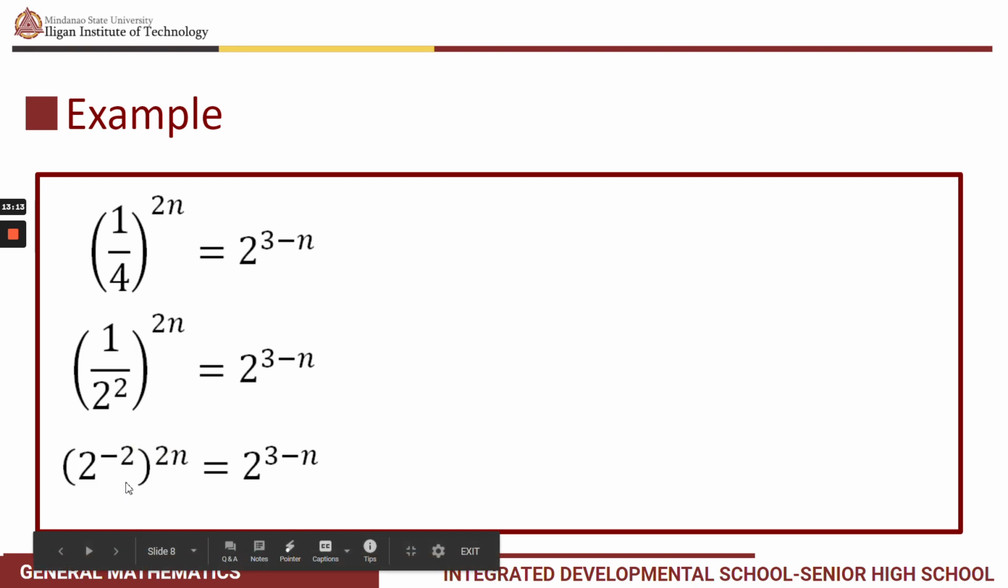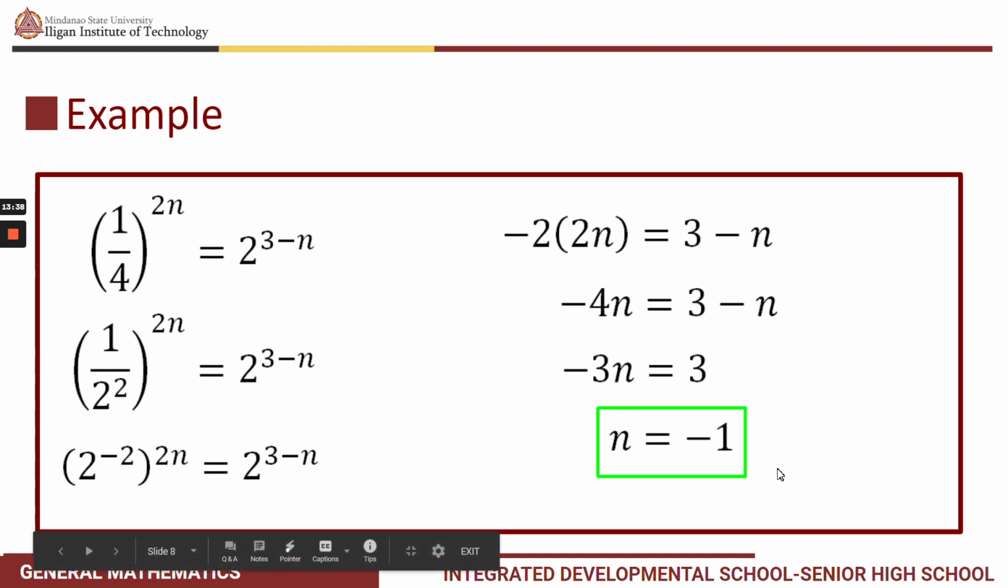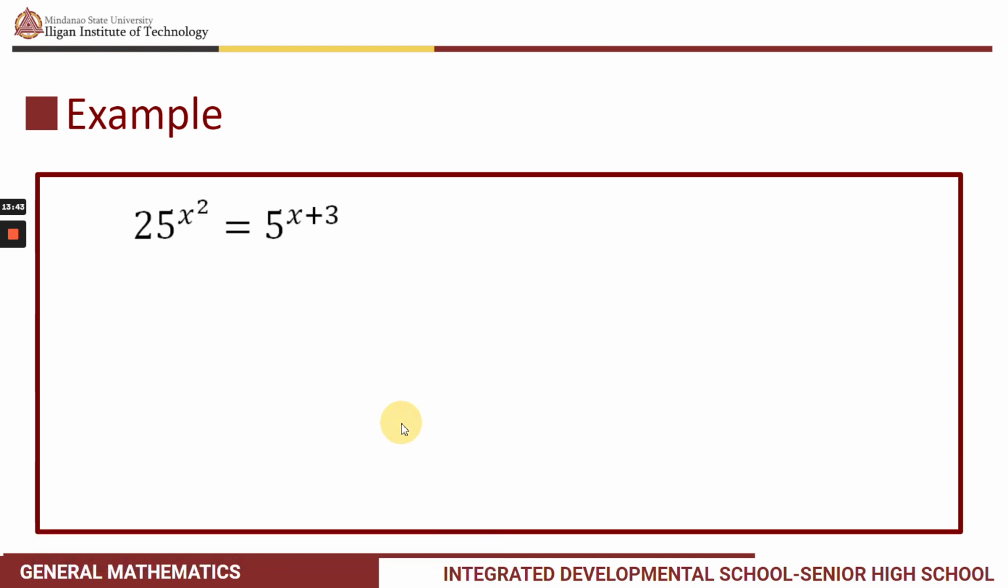And then, since ito, pwede natin ito i-multiply, diba? Para maging the same base na. So, ang product niyan is negative 2 times 2n and then equal to 3 minus n. So, in-equate natin yung exponents natin. So, if you multiply and then combine like terms, you will get n equal to negative 1. Okay? How about this one? 25 raised to x squared equal to 5 raised to x plus 3.